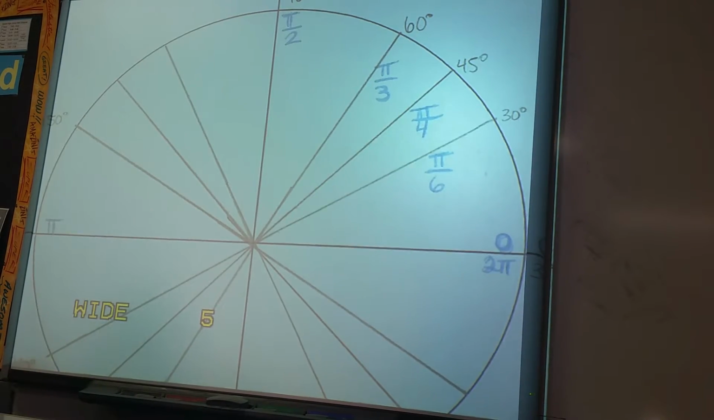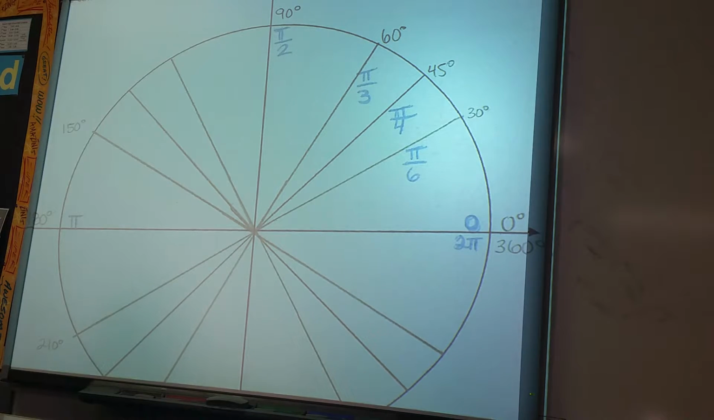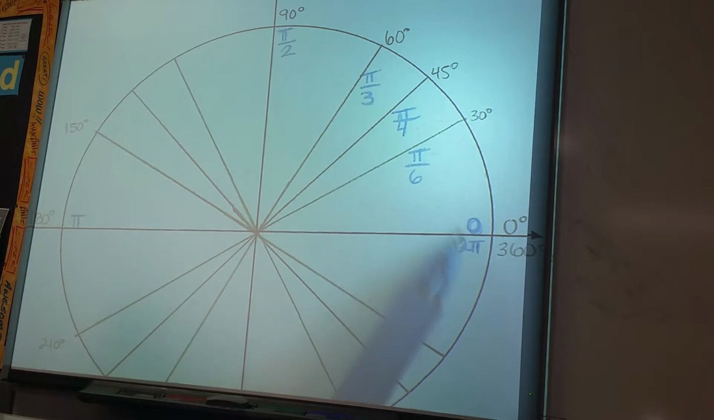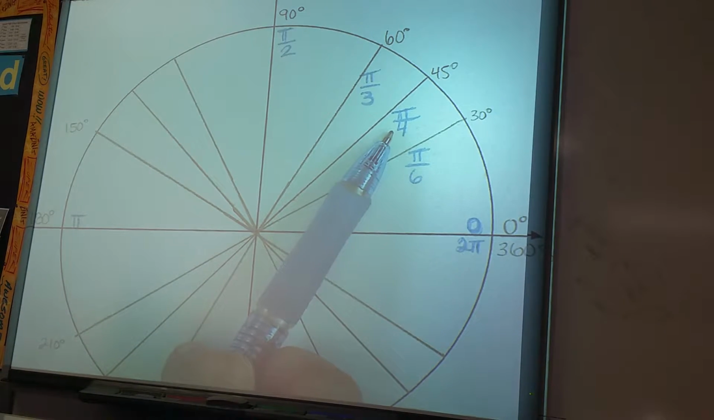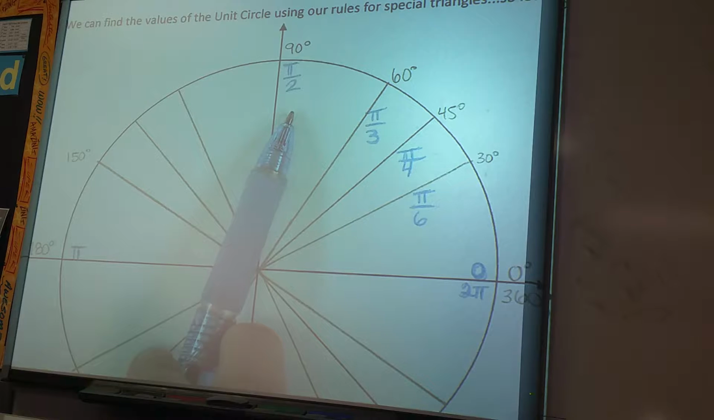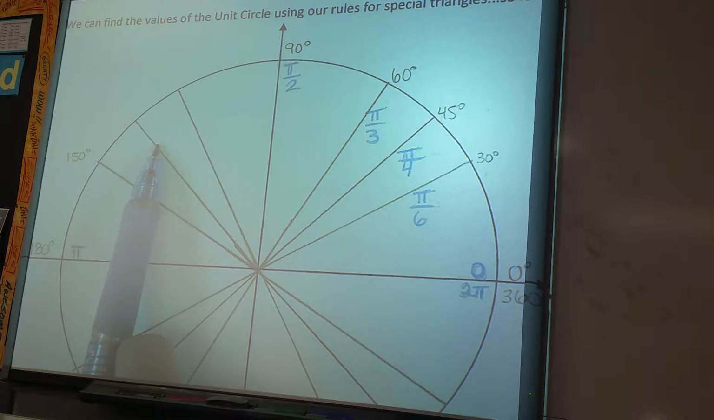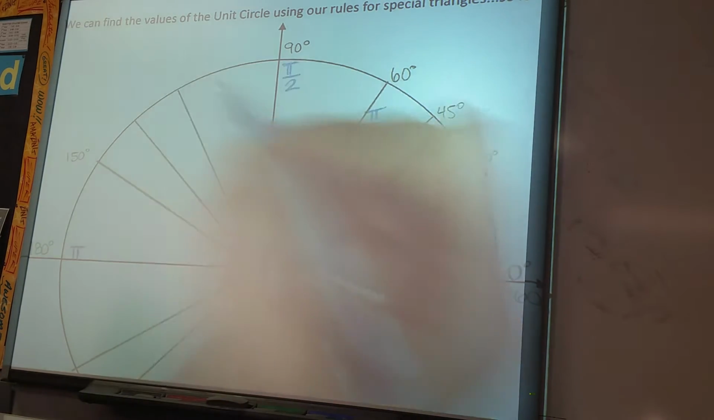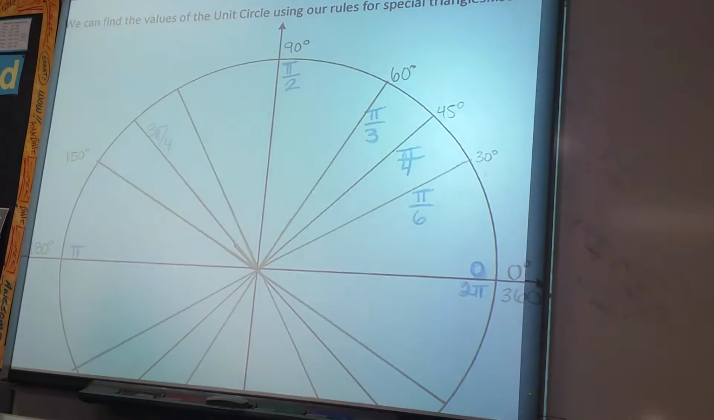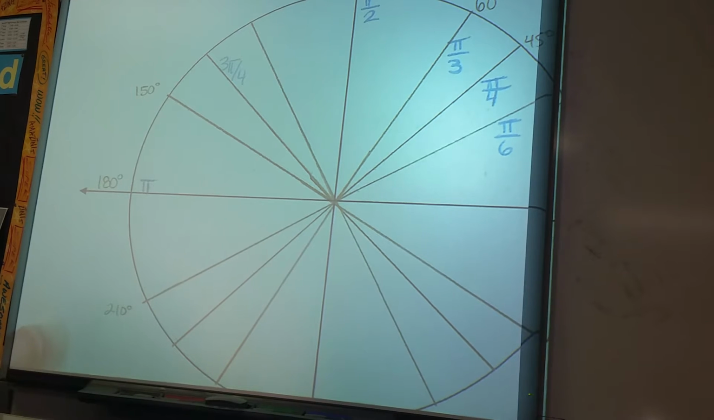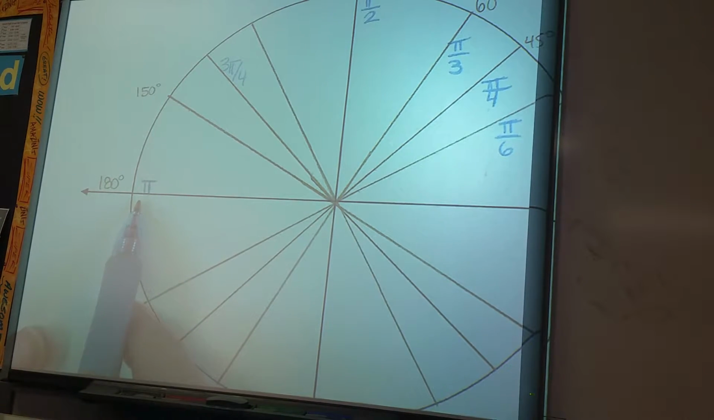Okay, so now I'm going to show you how you can label the rest of the circle just from knowing this. Okay, so if you start at 0, we're going to look at the 45 degrees first. So if you go to 45 degrees, this is 1 pi over 4. If you go another 45 degrees, this would be 2 pi over 4. What is 2 pi over 4 reduced to? 1 pi over 2. So then if I go 45 more degrees, this would be what? 3 pi over 4. Then I'm going to go another 45 degrees, which would be 4 pi over 4. And what does that reduce to? Pi.